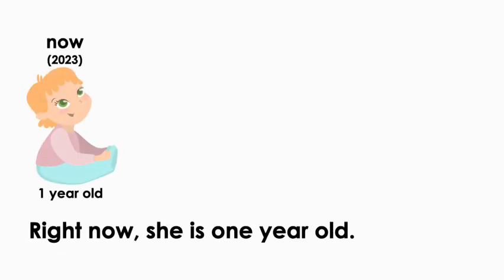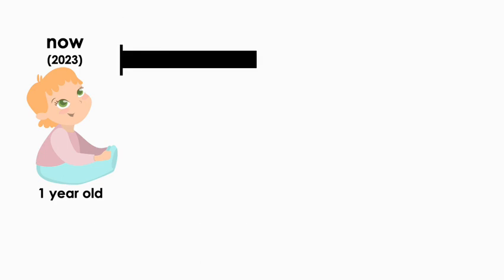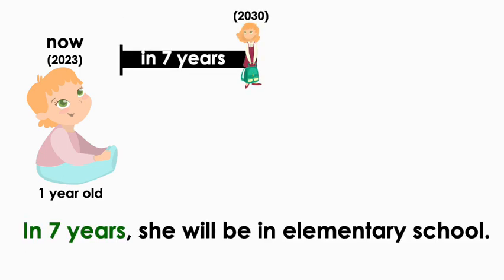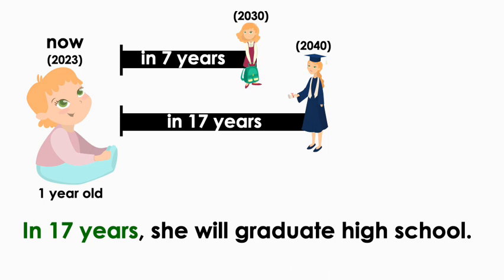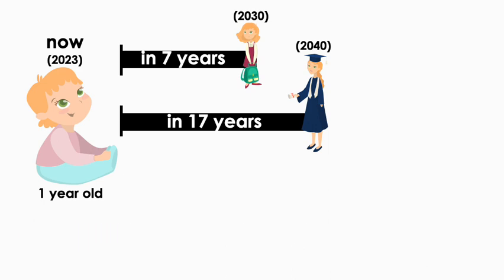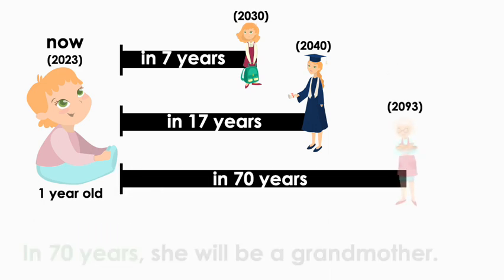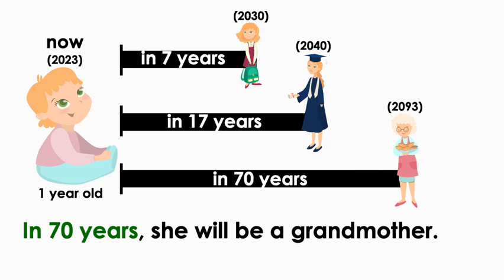Right now, she is 1 year old. In 7 years, she will be in elementary school. In 17 years, she will graduate high school. In 70 years, she will be a grandmother. Let's take a look at some more examples.